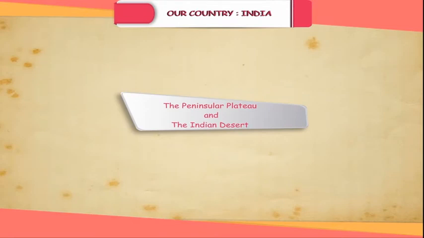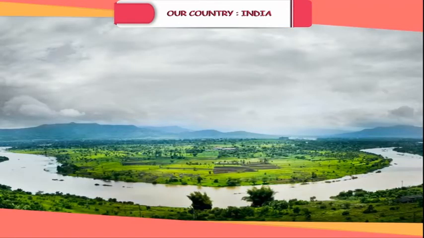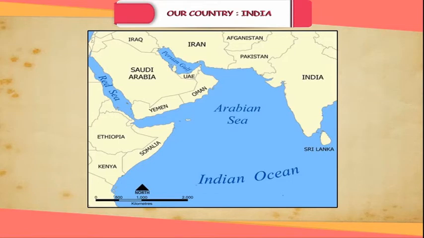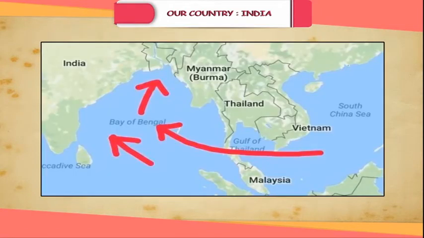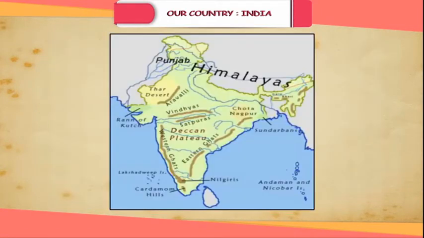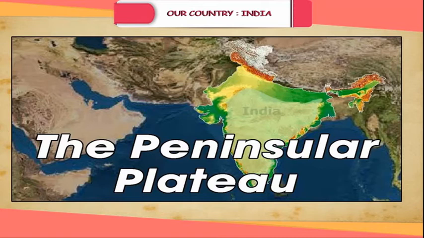The Peninsula Plateau and the Indian Ocean. The plateau of Peninsular India is surrounded by the Arabian Sea in the west, the Bay of Bengal in the east, and the Indian Ocean in the south. The Vindhya ranges or mountains divide the plateau into two main parts. The Peninsula Plateau is triangular in shape.